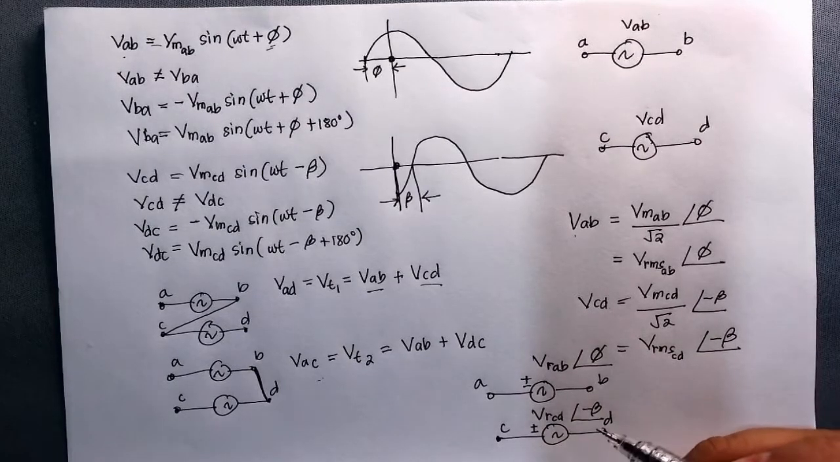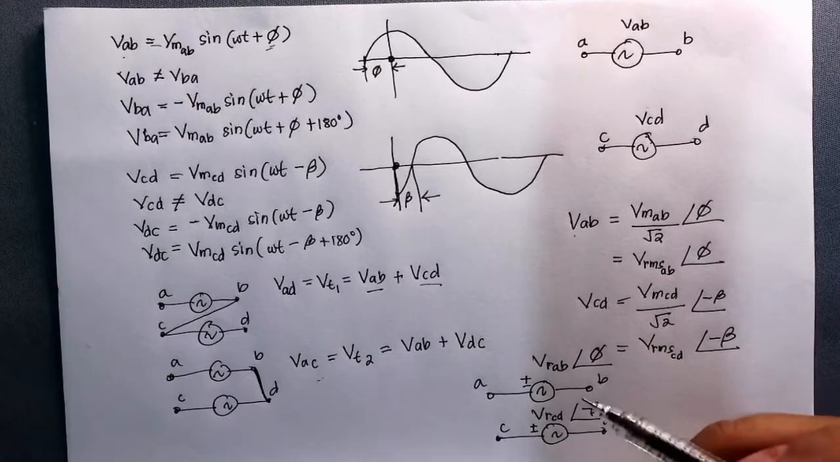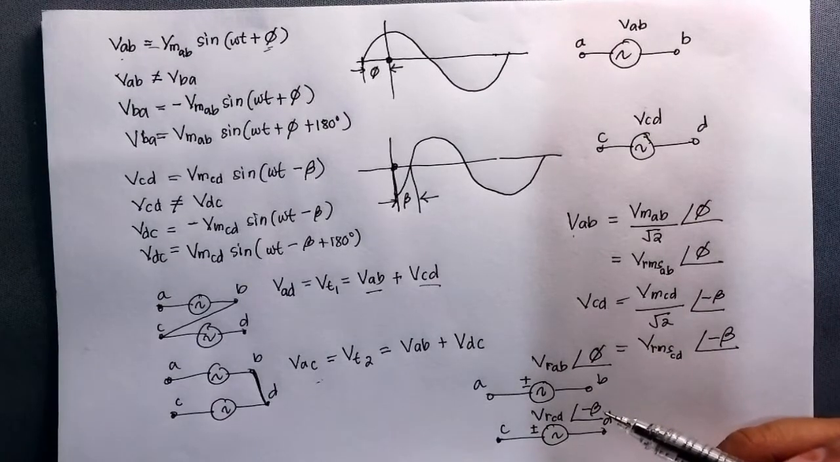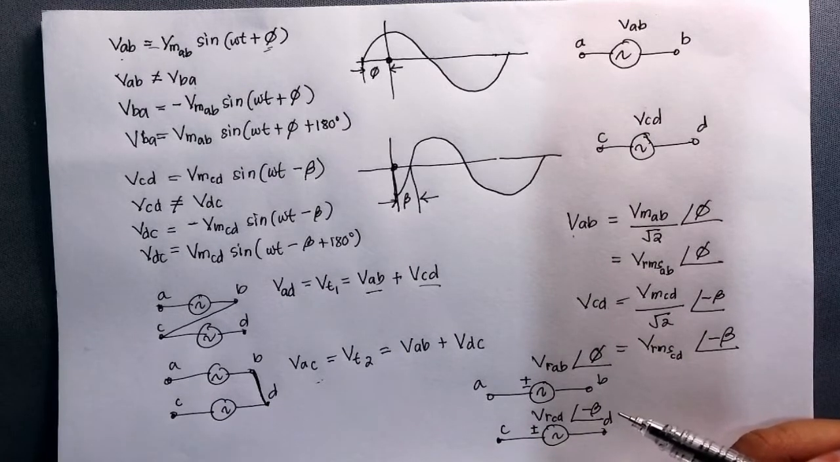Okay, so this is all about the sum of two voltages in our alternating current source.